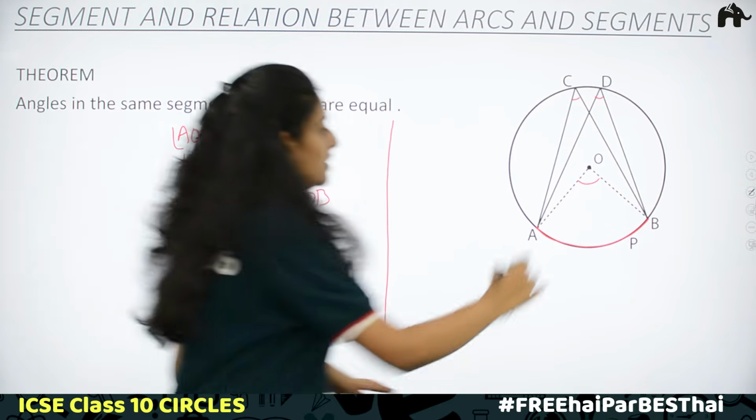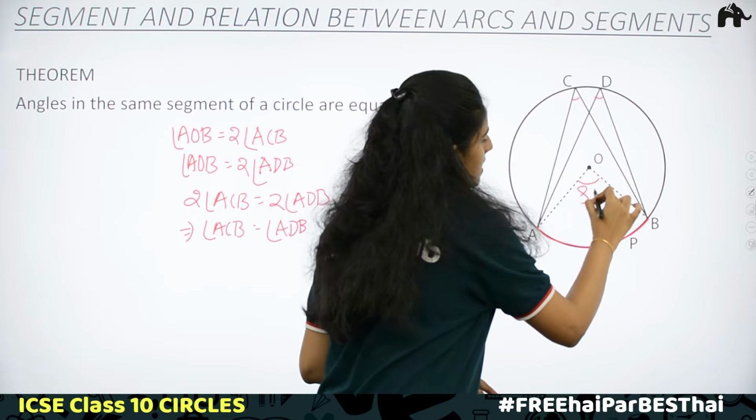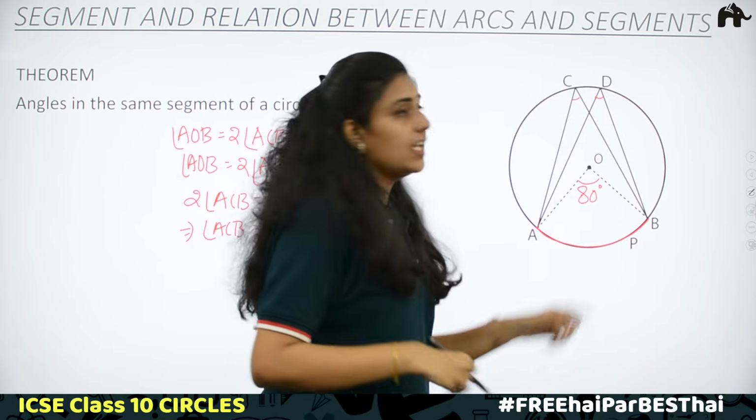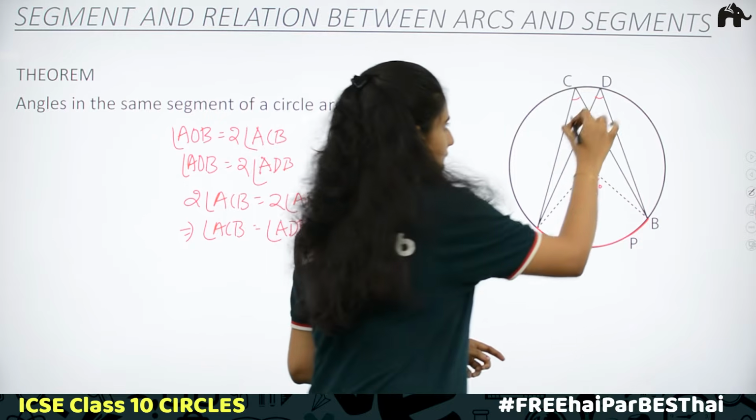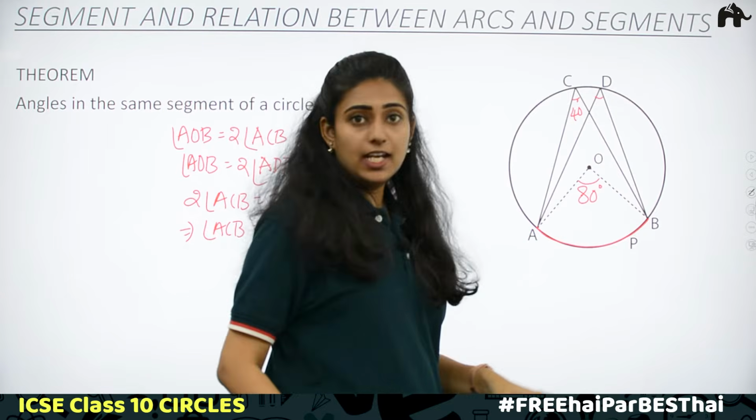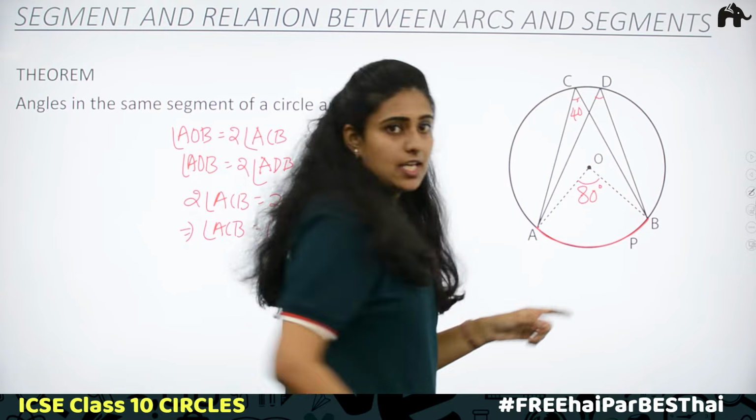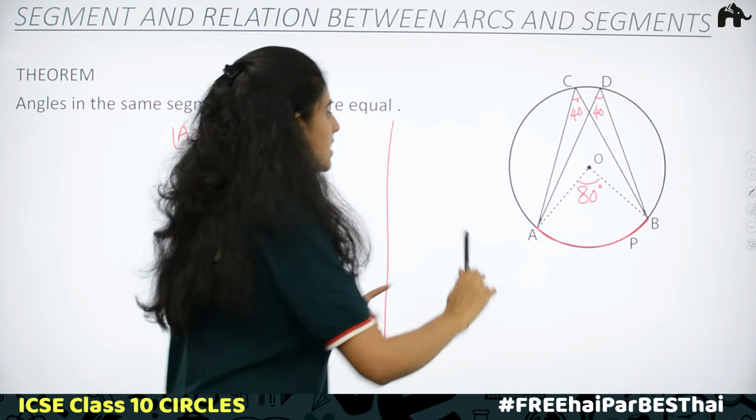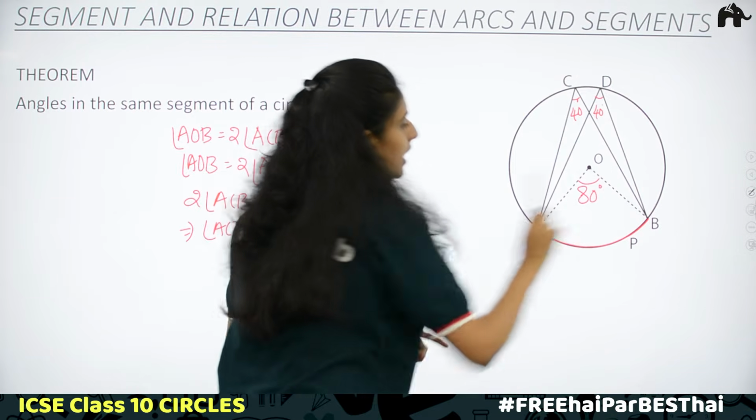If I am taking AOB as 80 degrees, then what is ACB? ACB will be equal to 40 degrees, half of 80 degrees. What about ADB? ADB is also half of AOB. Then ADB is also equal to 40 degrees. So, we are getting ACB equal to ADB.